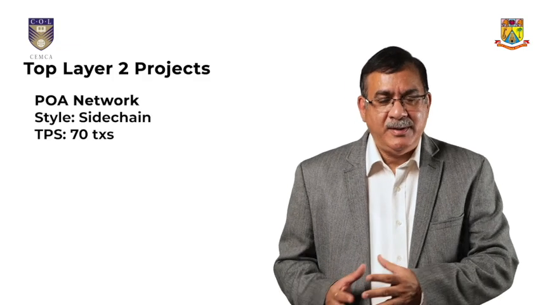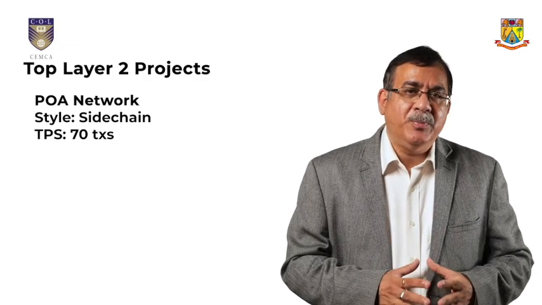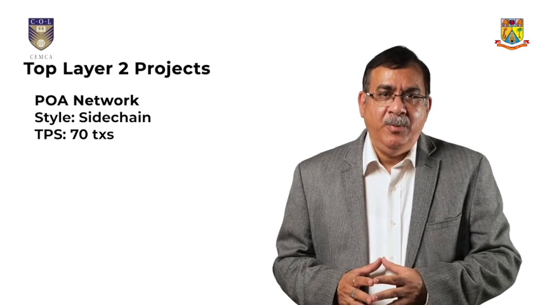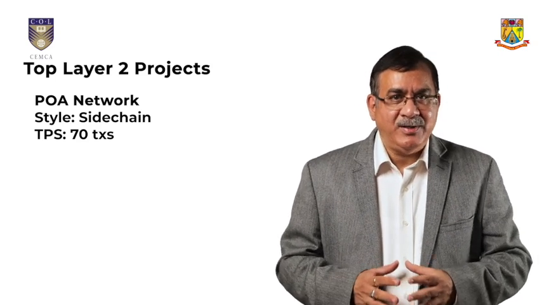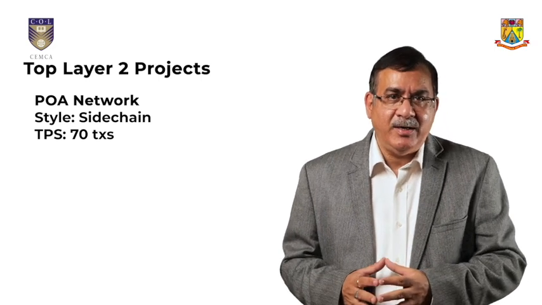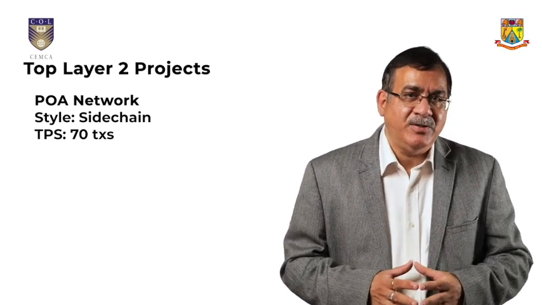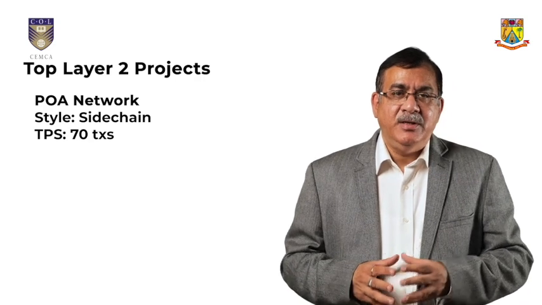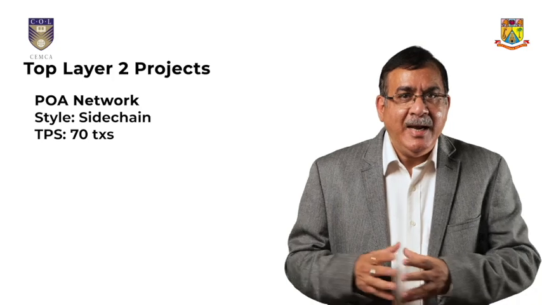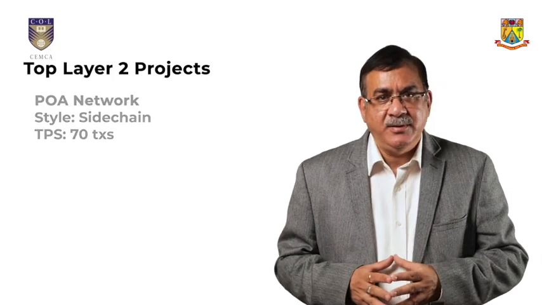POA network, style is sidechain and throughput per second is 70 transactions. Like XDAI chain, POA network is an EVM-based sidechain that relies on a set of trusted validators to power quick and cheap transactions. The solution is viable for backing anything from blockchain games to community currencies.